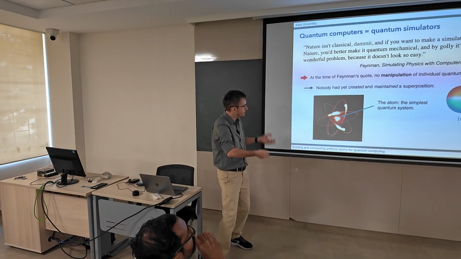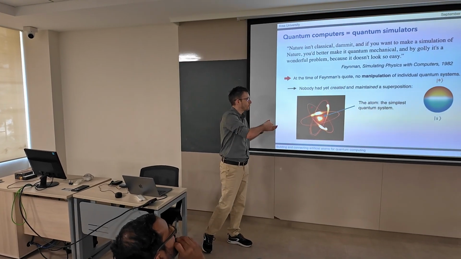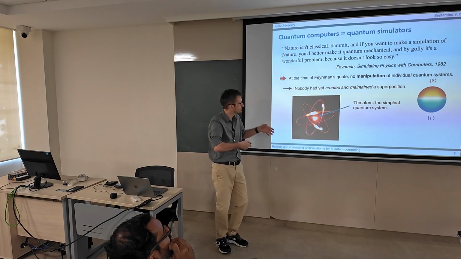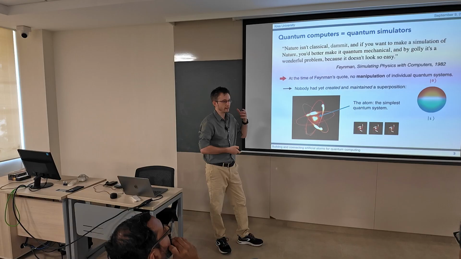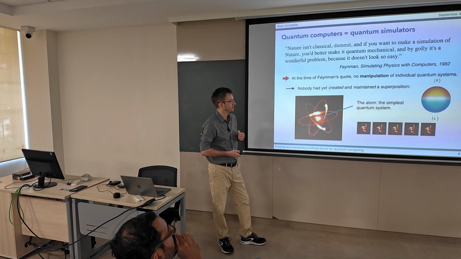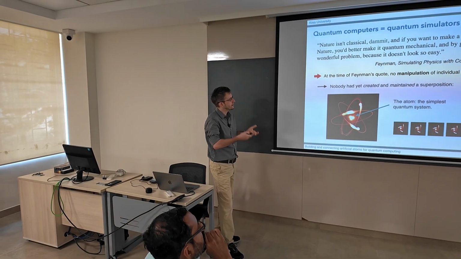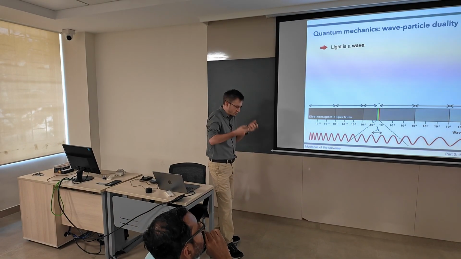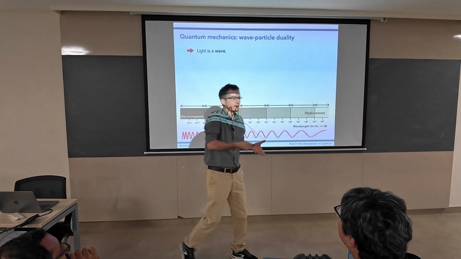Okay, so physicists at the time started to try with the simplest atom. They were trying to create some states that they would be able to control and manipulate. At this time, they didn't know how to do it, and they had not achieved that. Okay, so that's basically quantum computers.